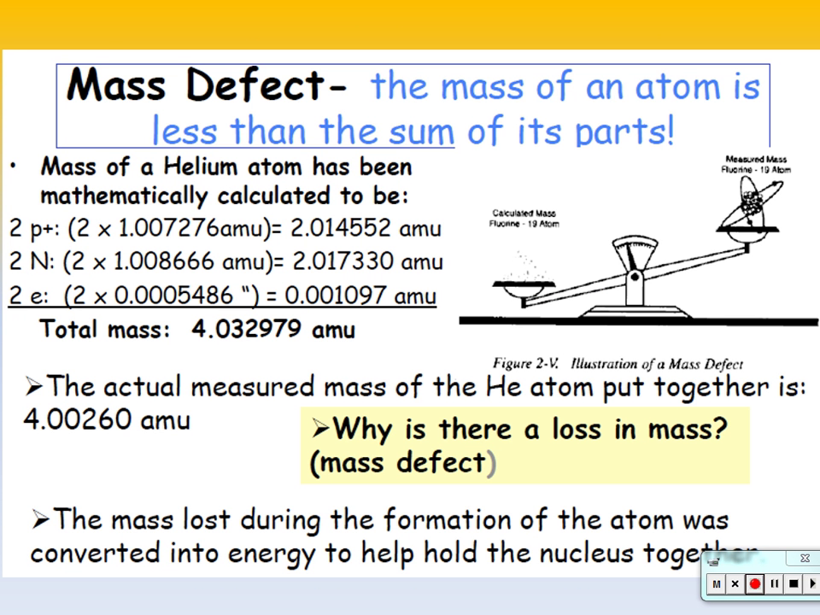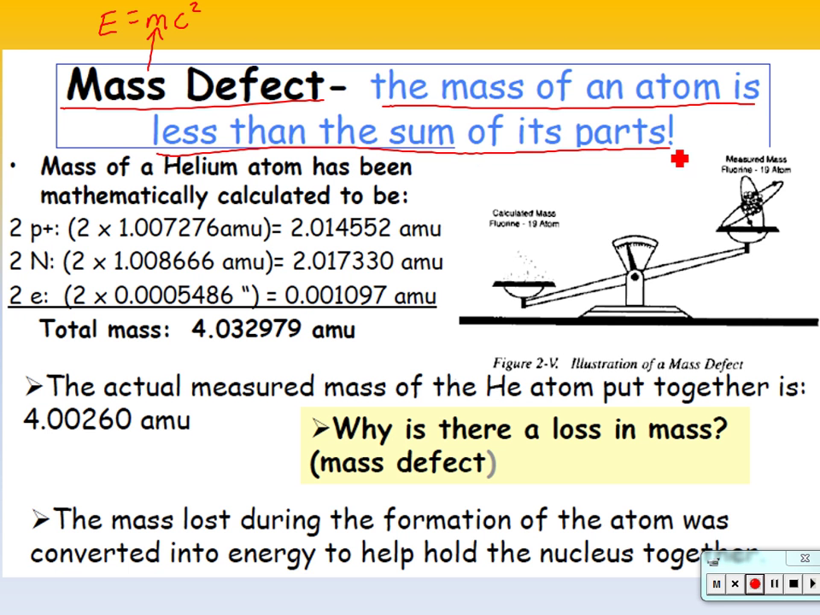Okay, let me talk about mass defect for a second. So on that equation, E equals mc squared, the M right here is mass defect. What is a mass defect? Well, what it means is that the mass of an atom is less than the sum of its parts. That doesn't make sense, does it?